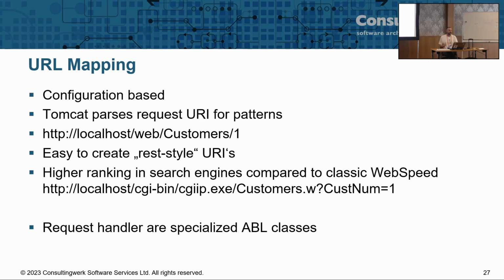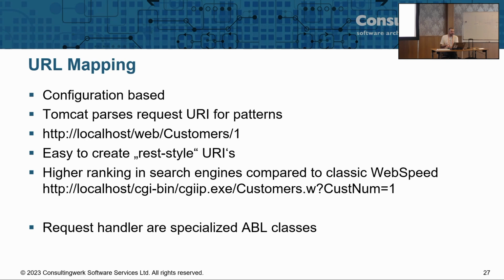So URL mapping is configuration based. We will see that in some following slides. And Tomcat parses the request URI for patterns. So we see here localhost, which is the host name, web, which is the type of transport. And then in this case, there is a web handler with the name customers. And the last thing is the customer with customer number 1, the ID of the customer. It should have a higher ranking in search engines compared to the classic WebSpeed.